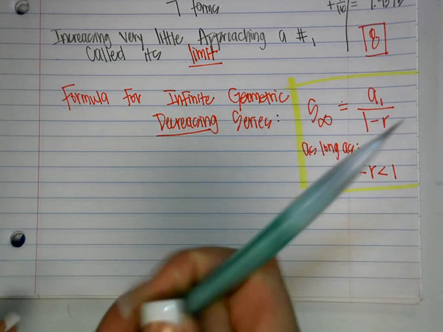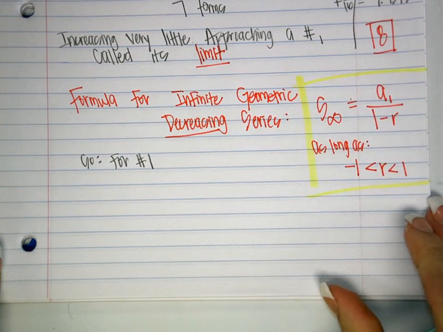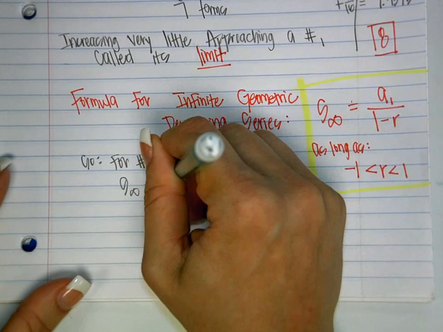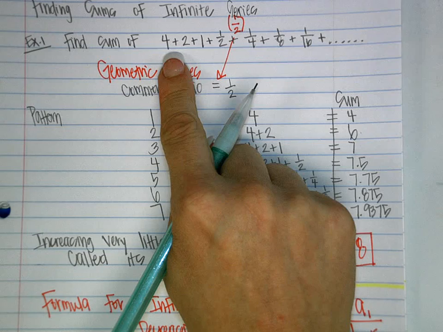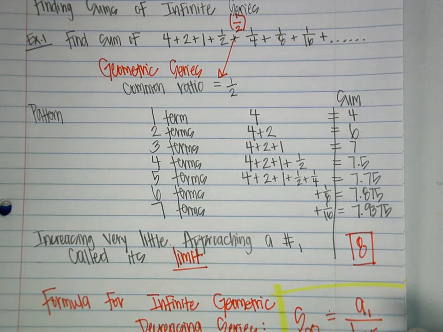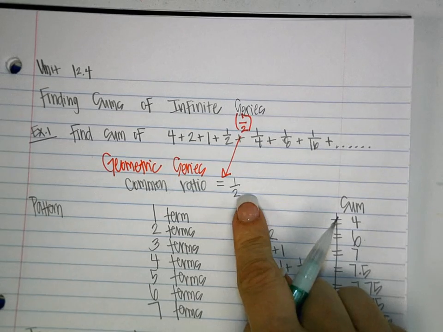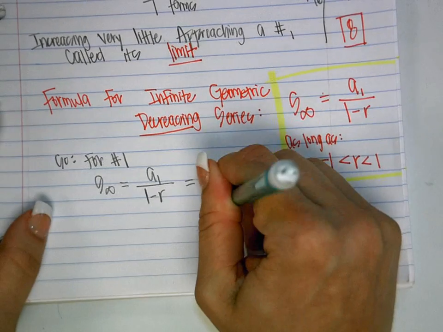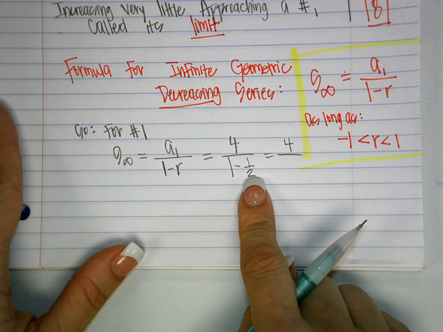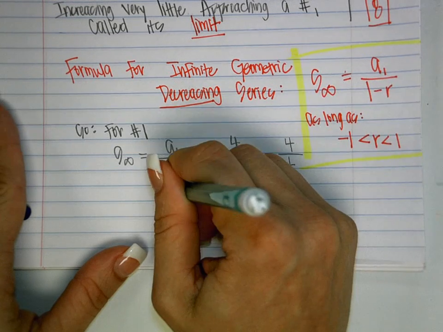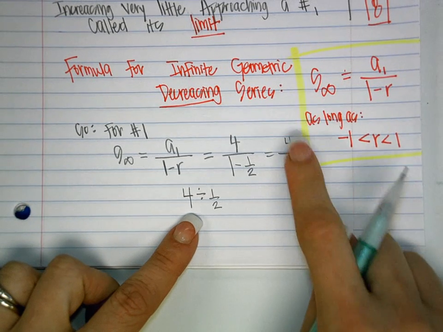So, let's use the formula. For number 1, the sum of an infinite series is equal to A1 over 1 minus R. I'm just going to show you how we could use this formula on number 1. What is your first term, your A1? 4. Over 1 minus, what did we figure out our ratio was? 1/2. So you're going to get 4 divided by, what's 1 minus 1/2? 1/2. This is basically saying 4 divided by 1/2. Would you agree that those are exactly the same? It just looks nicer if it's not a double fraction.